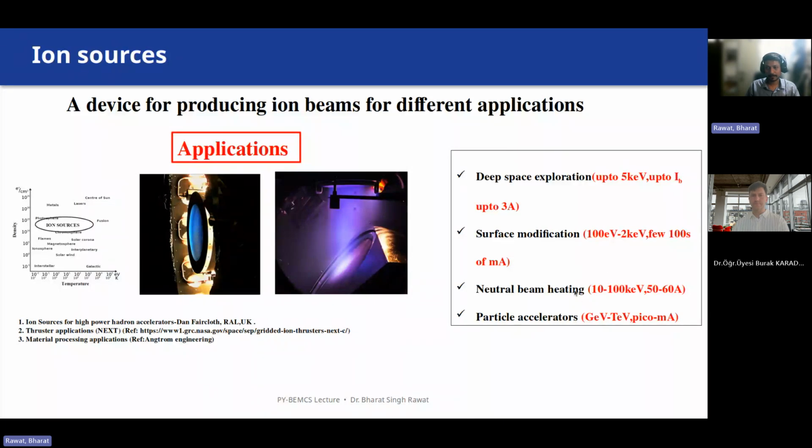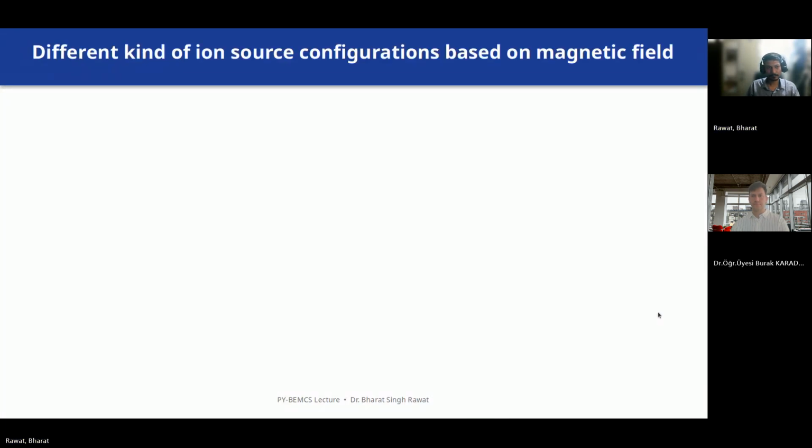And in particle accelerators, you need very high energies to smash small particles like protons. And in that case, you have energies ranging from GeV to TeV, in which it is accelerated in substeps over multiple cycles. And the current in these cases also ranges from pico to milliampere range.